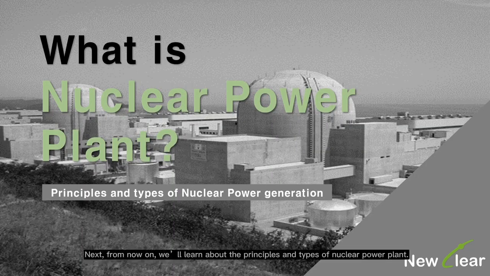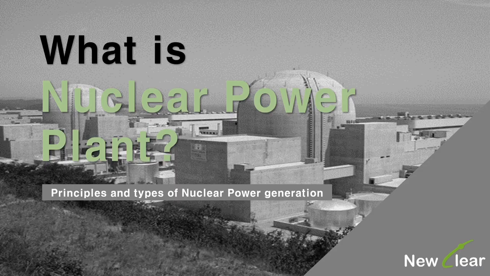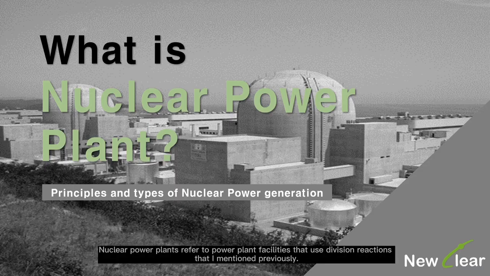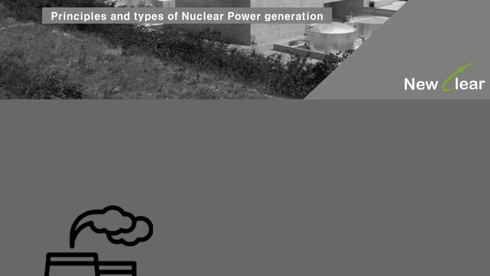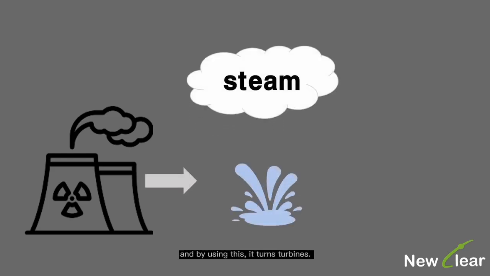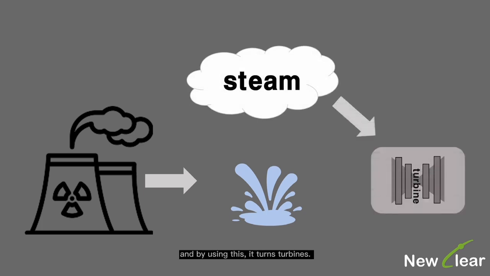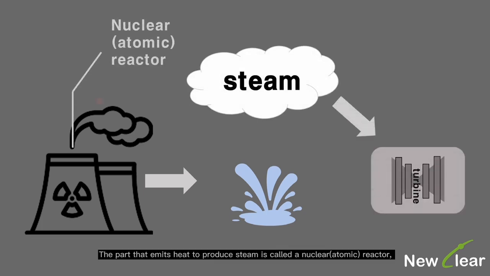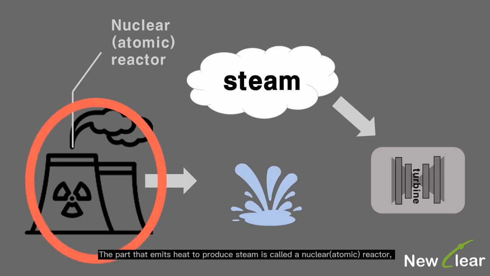Next, from now on, we'll learn about the principles and types of nuclear power plants. Nuclear power plants refer to power plant facilities that use the division reactions that I mentioned previously. The basic theory is very simple. It boils the water using nuclear power to make steam, and by using this, it turns turbines. The part that emits heat to produce steam is called the nuclear reactor, which is the core of a nuclear power plant.